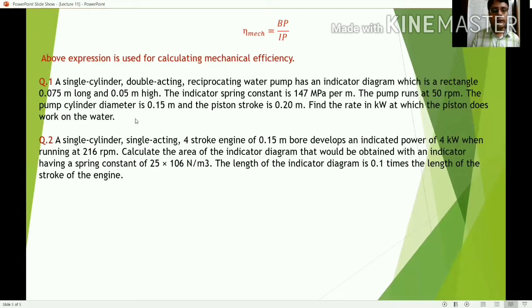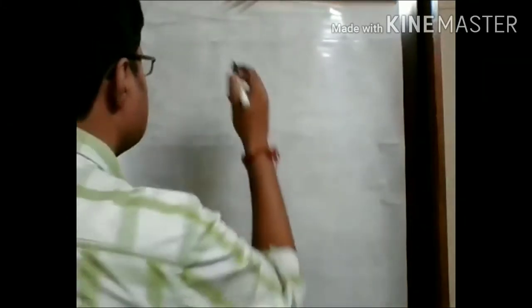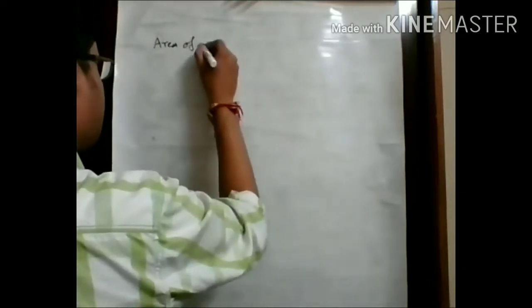Okay, so we see this problem. Firstly we write some given data. So here we know some values. Firstly we write the area of the indicating diagram.